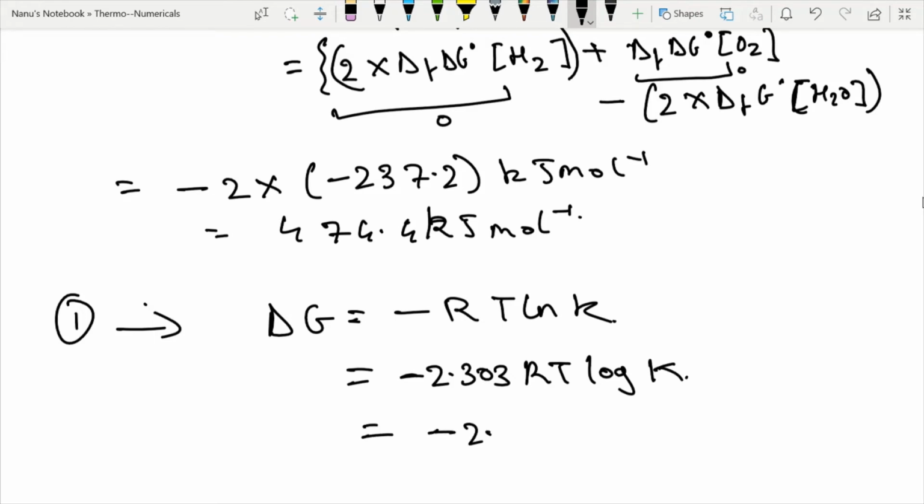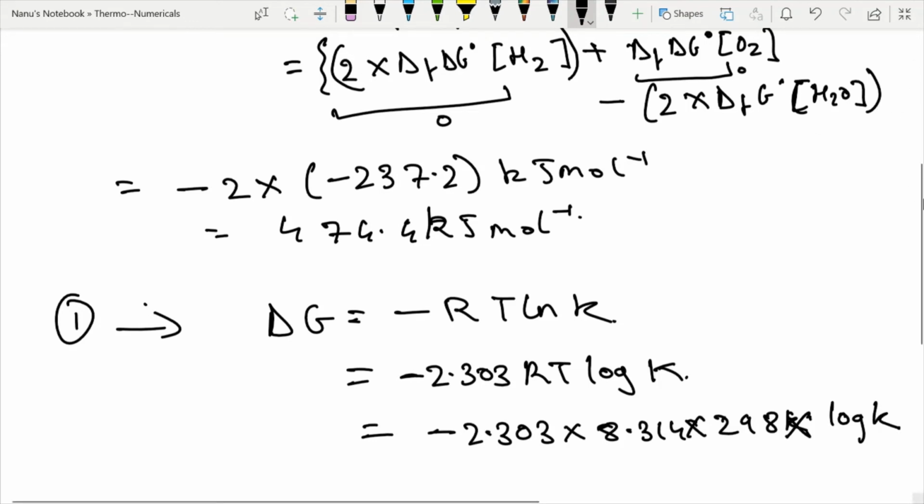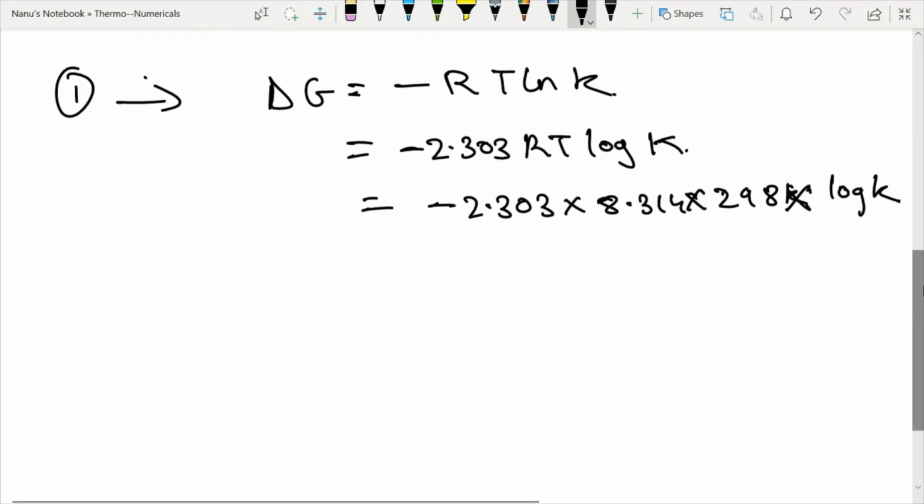And so 2.303 into R. So what is R over here? It is very simple actually, it is 8.314 into T. What is T over here? T was 298 Kelvin. And I'm not writing the units anymore, into log K. If you do this equation and find log K, ultimately you have to take the anti-log.